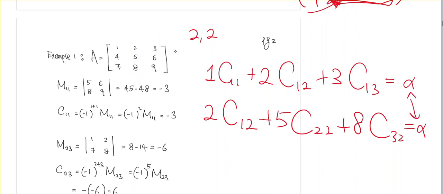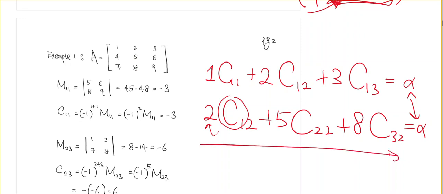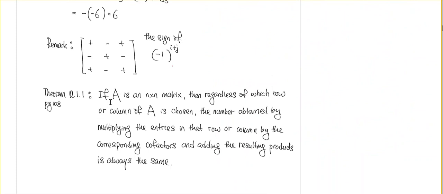So it doesn't matter which row you do it on. Like last time we did it on this row, you can also do it on the column. We do it on this column. Also, if you multiply the cofactor of a position together with the entry of the position and do the sum like this, the theorem says that you always get the same number. So that's what theorem 2.1.1 says.